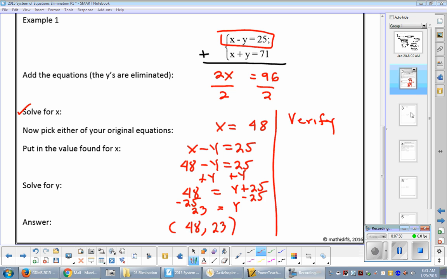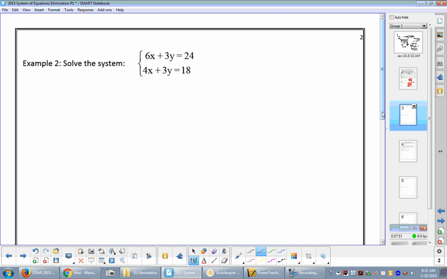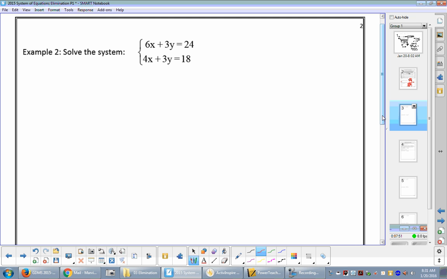Okay, moving on, let's solve example number 2. In this case, if you look at your variables x and y, your y terms have the same coefficient, 3y. So we have 3 here and 3 here. In this particular example, it's easier for us to eliminate our y again. Now, it does not mean that we always have to eliminate y. It just depends on the given system.